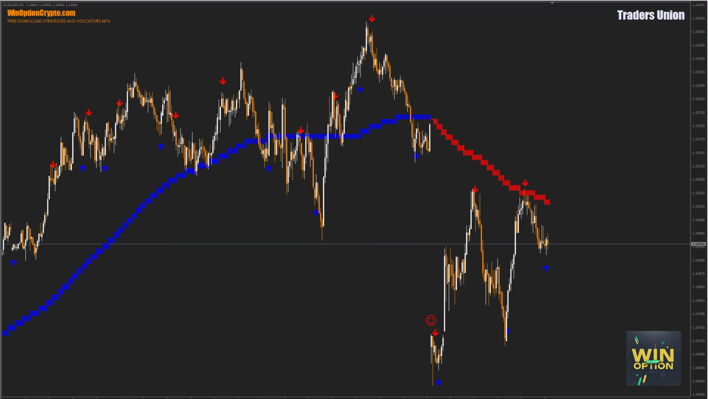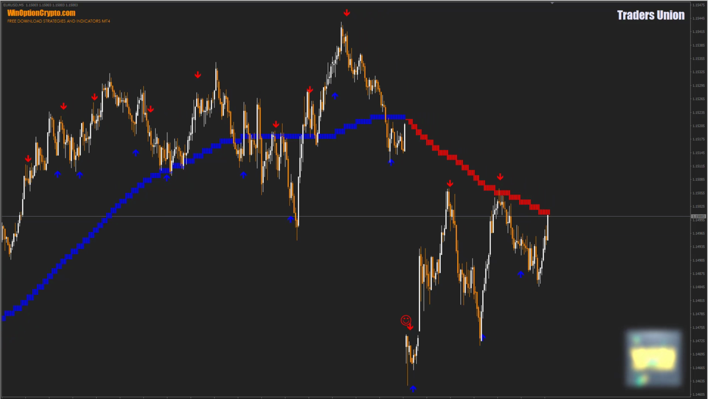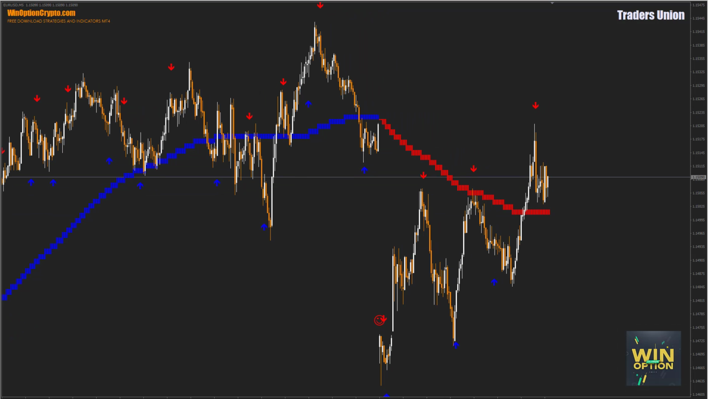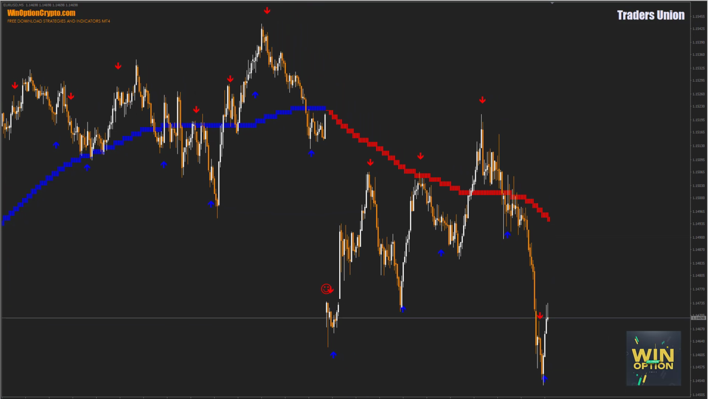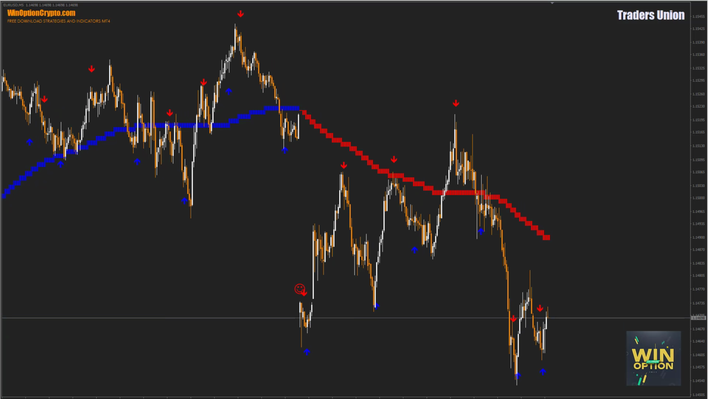The disadvantages of the system include relatively rare entry points, because despite the abundance of arrow indicator signals, many of them are filtered out by the step size rule of the main trend moving average.